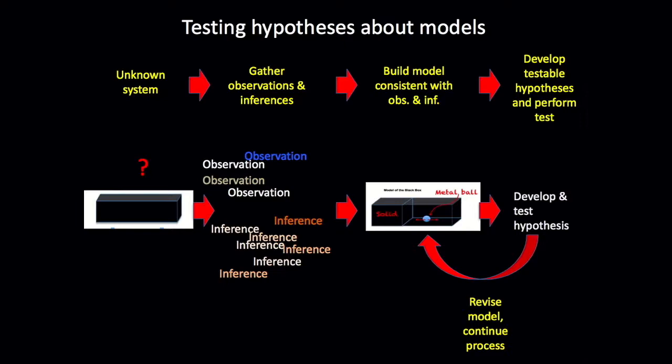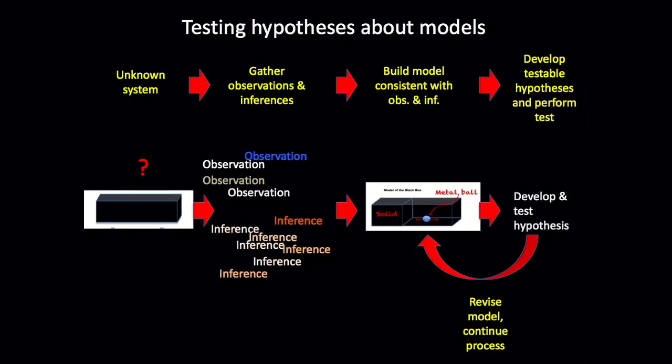So testing hypotheses about the unobservable world relates to the building and testing of models. An unknown system, like this black box, is explored, and we gather observations and inferences about this particular black box. We build a model of what we think is happening that is consistent with both observations and inferences. And then we develop testable hypotheses about this model and determine if they're correct.